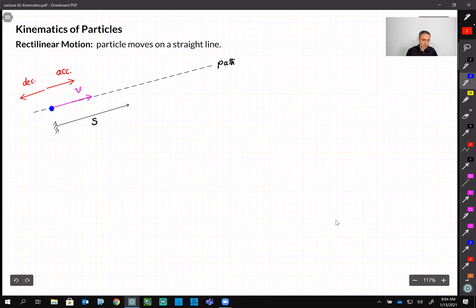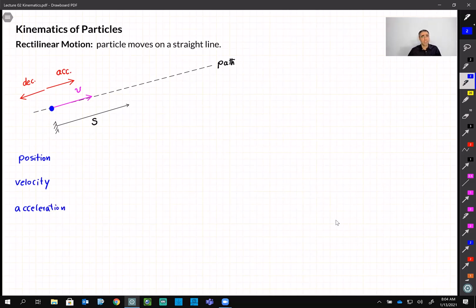Now let's formulate them. So in kinematics, we are concerned about position, velocity, and acceleration. We write acceleration, but as I said, it can be deceleration. But it's common to just call it acceleration. So position can be a function of time, right? So we show it by s(t), because as the time passes, this distance s is changing.